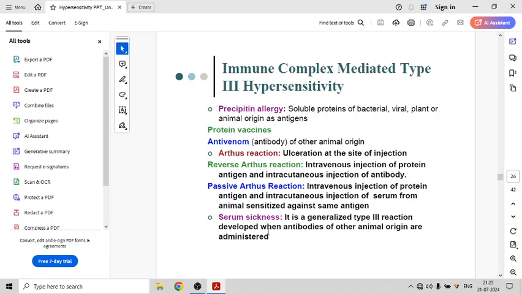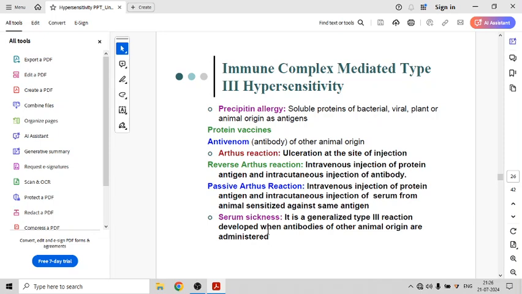Type 3 hypersensitivity is also called precipitin allergy. It is because the complex formed by the soluble antigen with antibody results in formation of precipitate. The soluble antigen could be of bacterial, viral, plant or animal origin. When this soluble antigen is in large amount and the antibody is also in large amount, when they form the complex, they result in formation of a large amount of precipitate in the body.